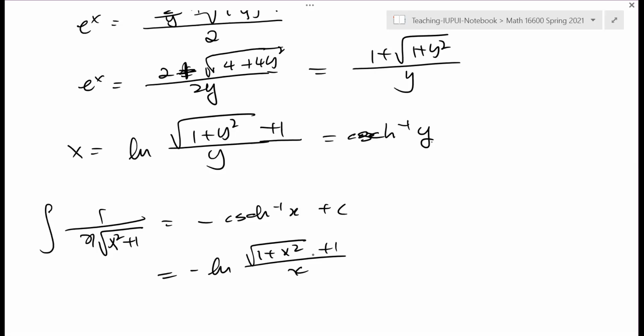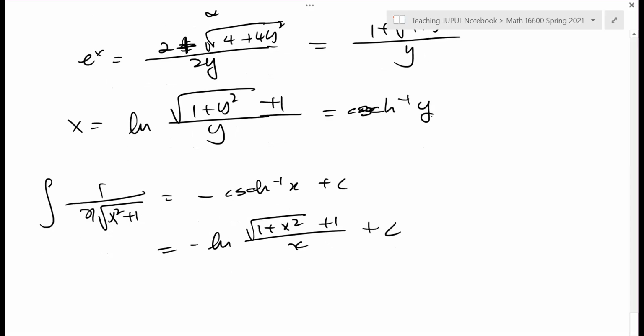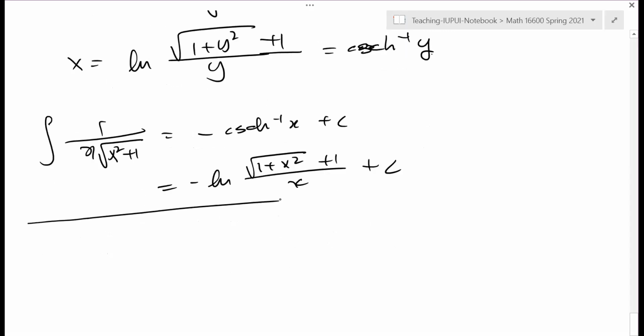Now you can express it and get an answer. So is there any other way we can solve the problem? This is an example, we try several ways to do it.